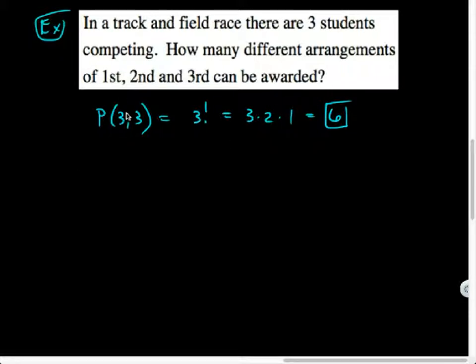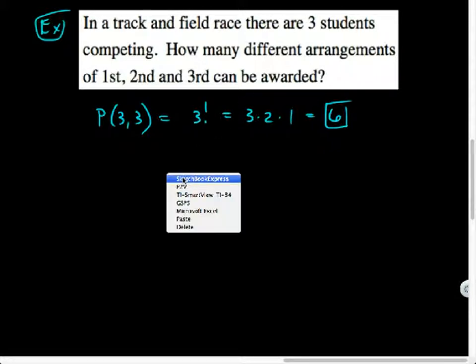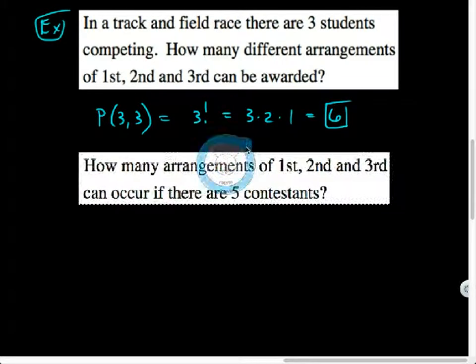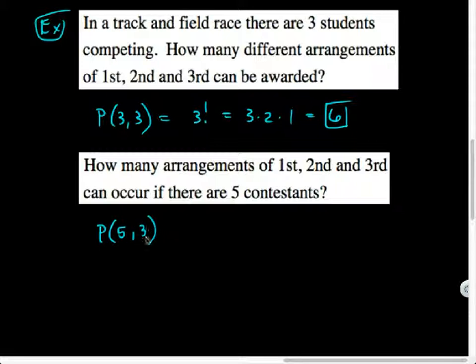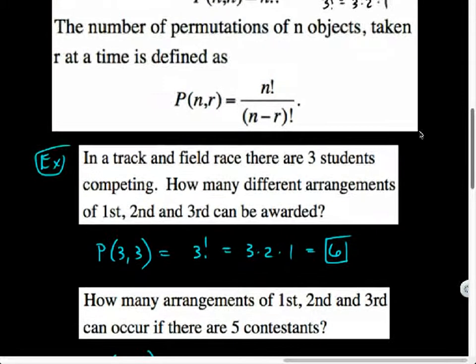Now, similar situation. Part 2 of this example. What if I had 5 contestants, but still only 3 prizes? I want to figure out how many ways those 5 racers could be placed into first, second, and third. So this would be permutation 5, 3. So n is 5, r is 3. I'm selecting 3 from the bigger group of 5. And by the way, n is always going to have to be bigger than r, just so you're aware. So this is going to be the second formula.